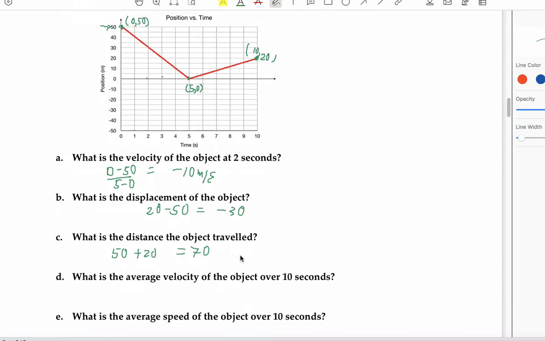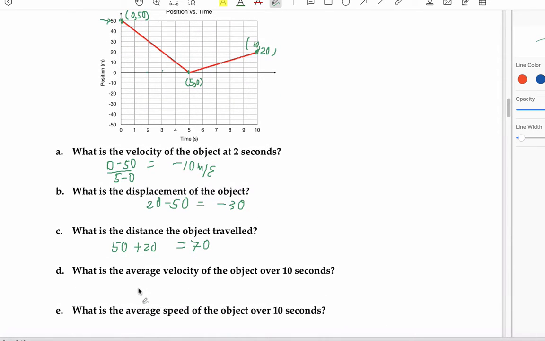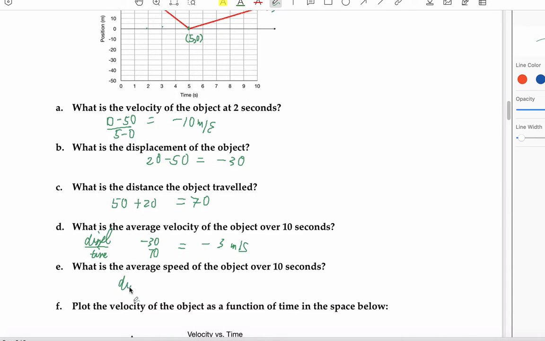So it actually turns out our answers are going to look very much like they did before. The average velocity is going to end up being negative 30 over 10, which would be negative 3 meters per second. Again, I'm taking the displacement over the time. And the average speed is going to be the distance over the time. And that's going to look like 70 over 10, which will be 7 meters per second.